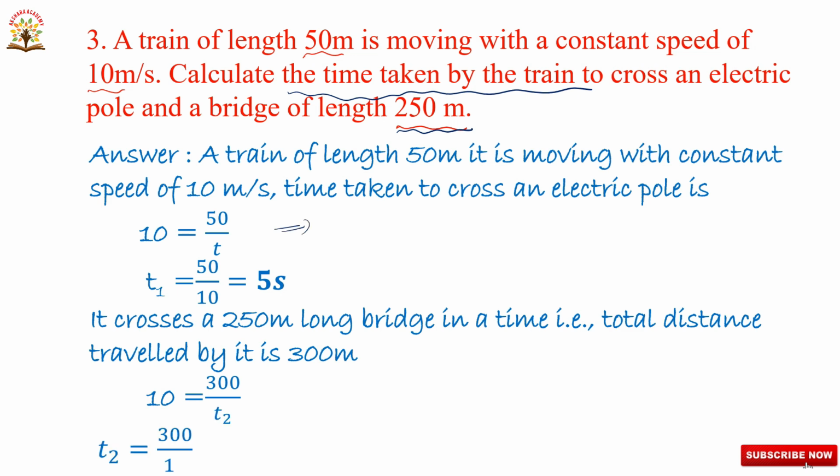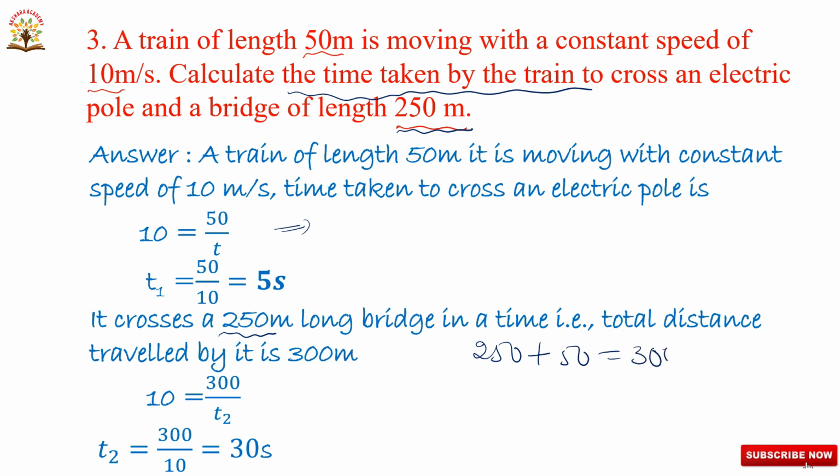T is equal to distance, that is the length of the train, which they gave as 50, divided by 10. 10 ones are 10, so 5 seconds. It crosses a 250 meters long bridge in a time t2. So the total distance traveled by it is 300 meters: 250 plus 50. How much? 250 is the bridge length and 50 meters is the length of the train.